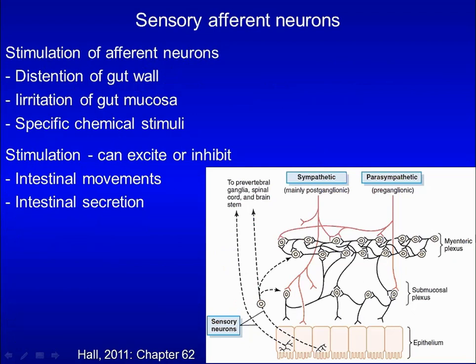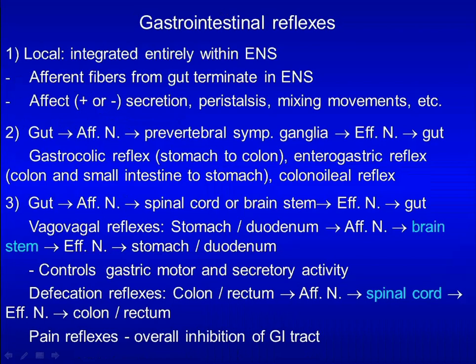Signals transmitted through the fibers can then cause excitation or, under other conditions, inhibition of intestinal movement or secretion. Here are three types of gastrointestinal reflexes. First one is local reflexes that are integrated entirely within enteric nervous system. More specifically, afferent fibers from the gut terminate in enteric nervous system. These reflexes control secretion, peristalsis, mixing movements of the gut.